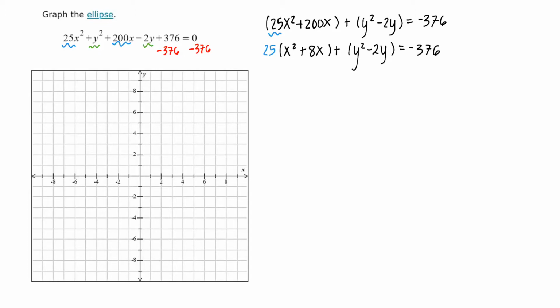Now we're going to do the completing the square portion. So we'll be taking this number 8, dividing it in half, and squaring it. So 8 divided by 2 is 4. 4 squared is 16. So we will be adding 16 here. And remember, that's going to need to go on this side as well, and we'll have to multiply it by that 25.